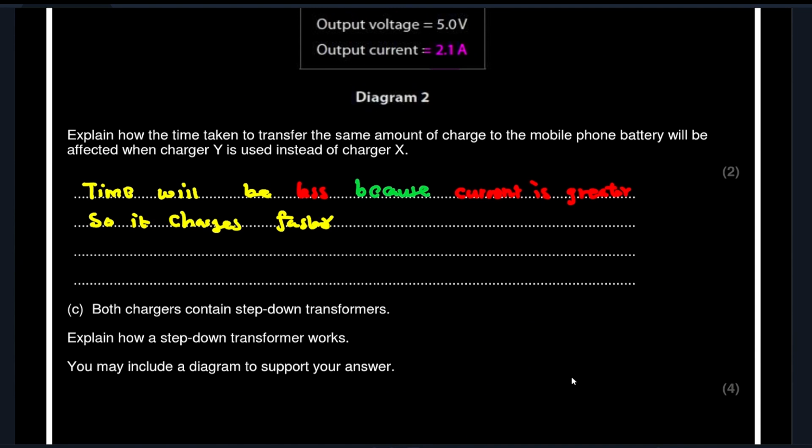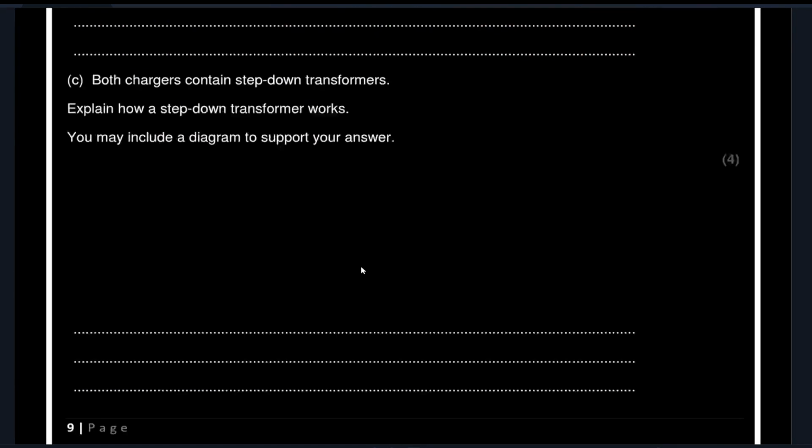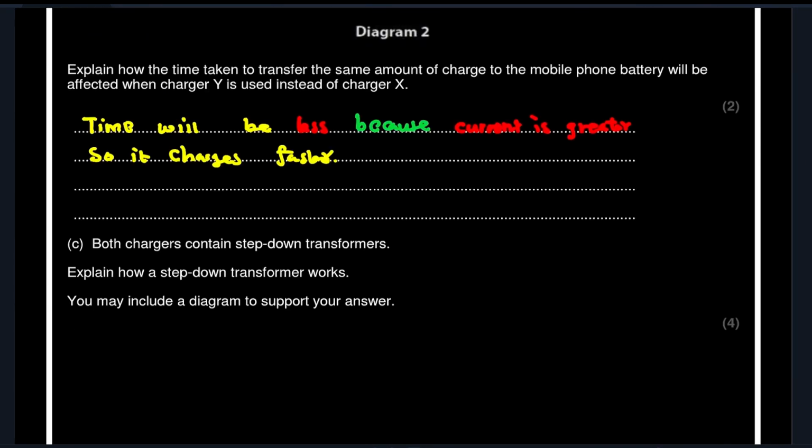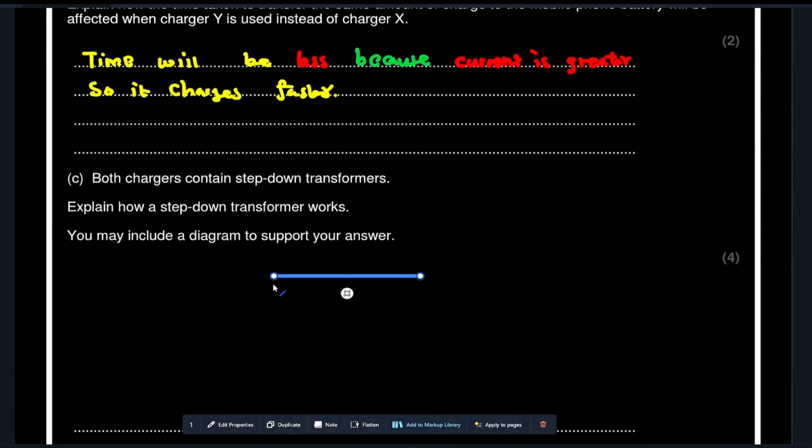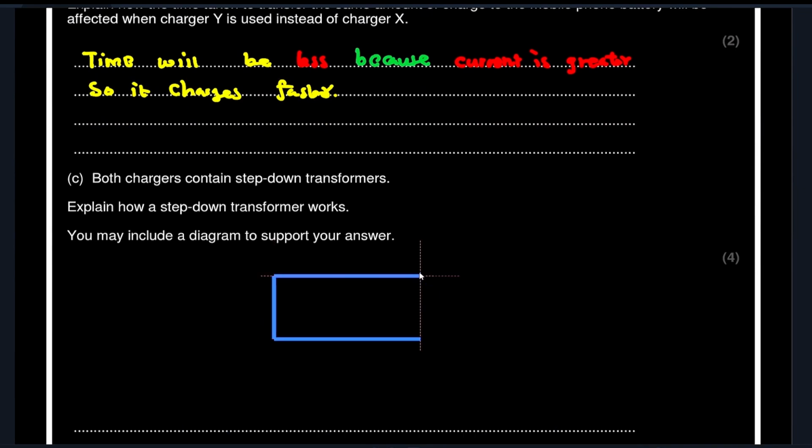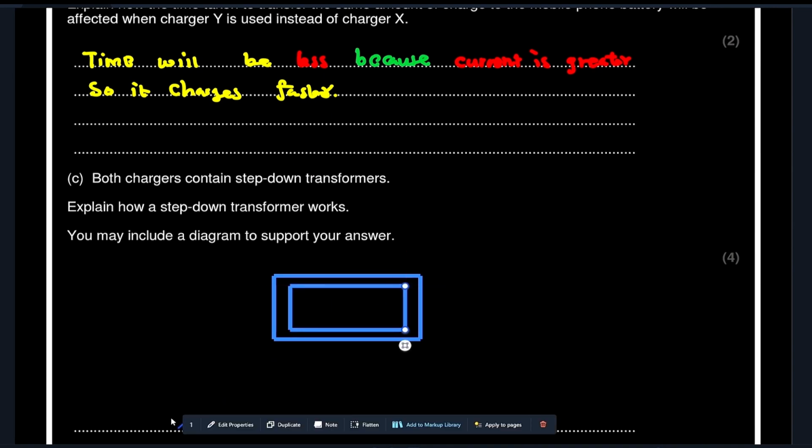Let's move to part C. Both chargers contain step-down transformers. Explain how a step-down transformer works. You may include a diagram to support your answer. This diagram usually doesn't have marks, but when you draw it, it can enable you to explain your answer quite effectively, because you can refer to the diagram.